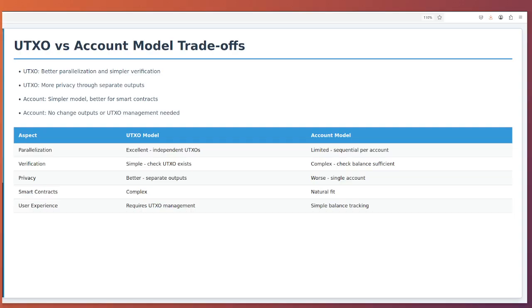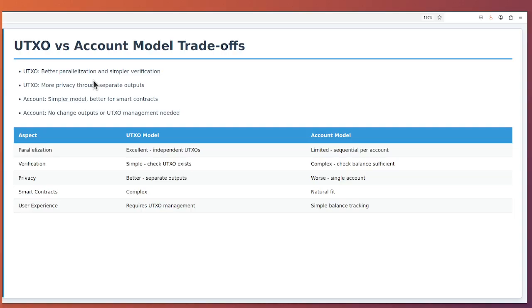Trade-offs. Let's directly compare the UTXO model to the account model used in systems like Ethereum to understand the trade-offs. The account model is simpler conceptually. Each address has a balance that increases and decreases with transactions. It is how banking works, so it is intuitive. The UTXO model is more complex, tracking individual outputs rather than balances. So, why does Bitcoin use it?